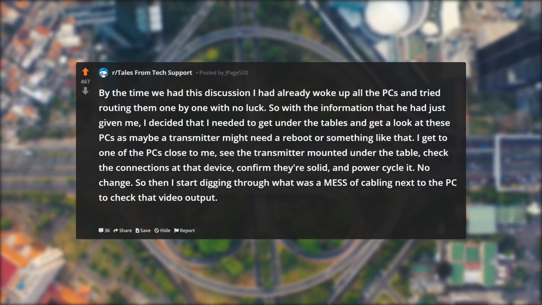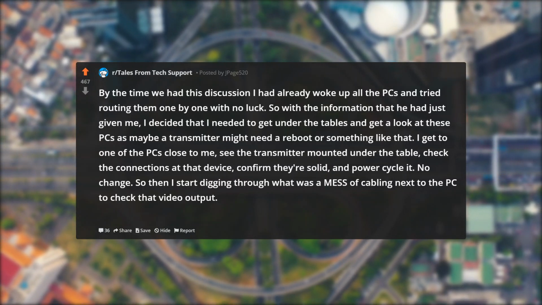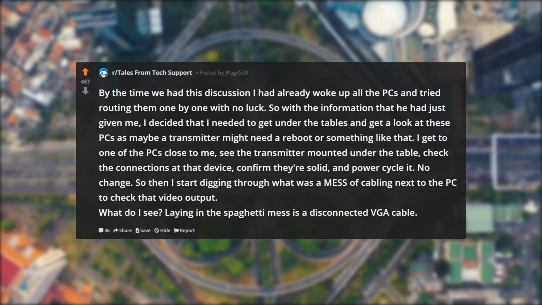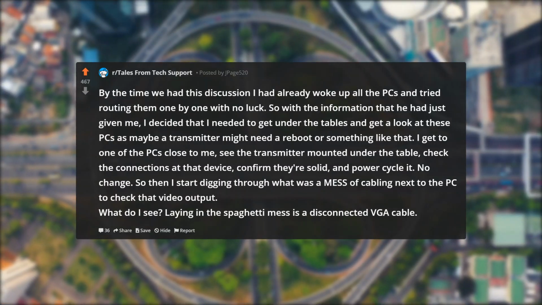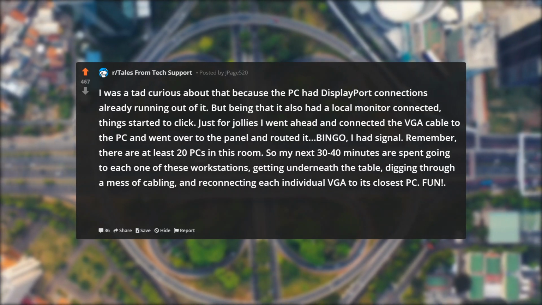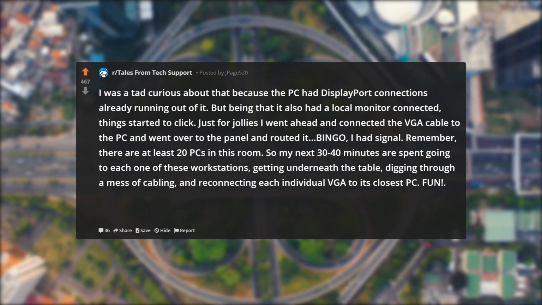No change. So then I start digging through what was a mess of cabling next to the PC to check that video output. What do I see? Laying in the spaghetti mess is a disconnected VGA cable. I was a tad curious about that because the PC had DisplayPort connections already running out of it.